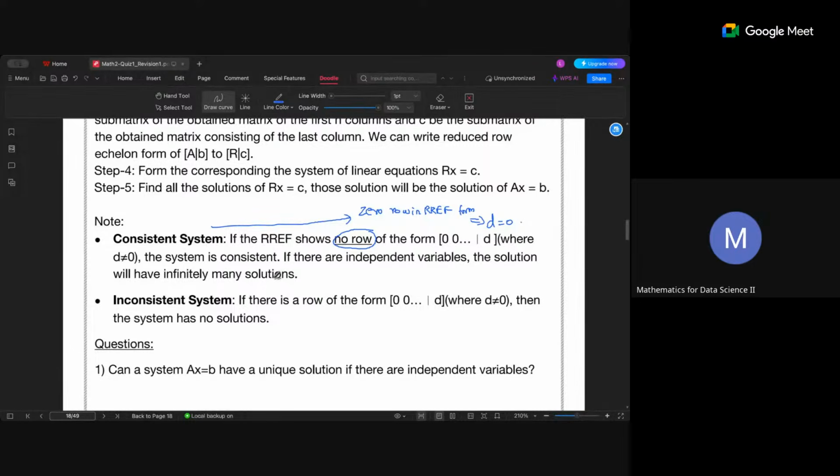Okay, got it now? The confusion is that in the first and the second, you have mentioned D is not equal to 0. Hold on, here I have mentioned that there is a row of this form, and here I have mentioned there is no row of this form. Oh, okay. Sorry, ma'am. That's why I underlined and circled. Okay. Ma'am, one more thing.